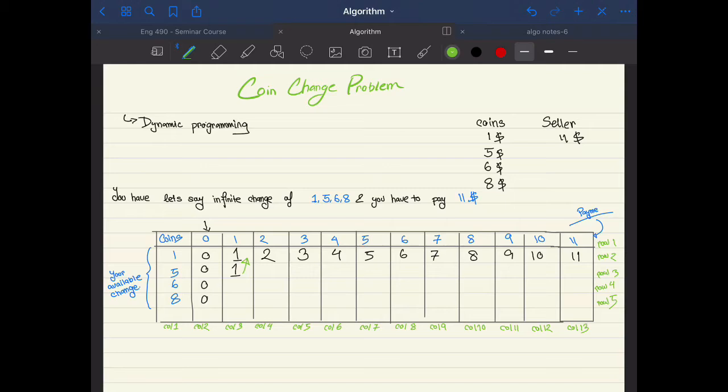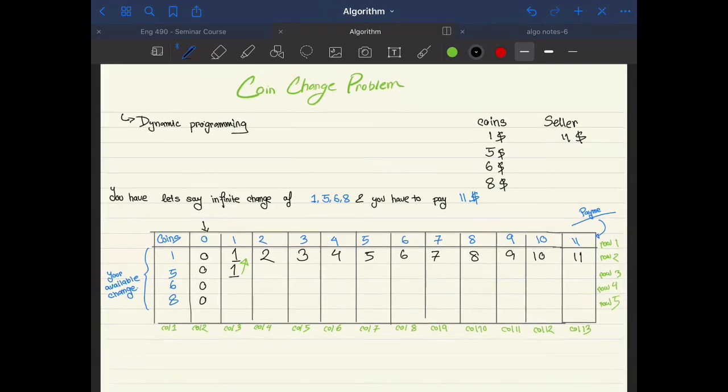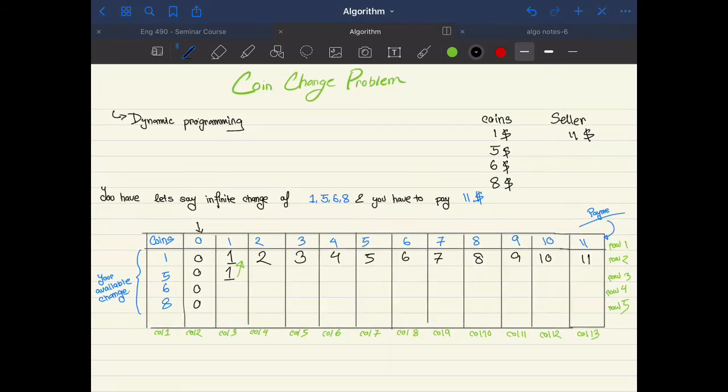For the next step, the seller wants $2 from you, so you have $1 and $5 coins. Of course you can't give him $5, so you have to give him 2 $1 coins. So you take the value from above, so 2. And similarly for 3 and 4, we take the value from the top, because we already calculated it and we cannot use $5 coins.